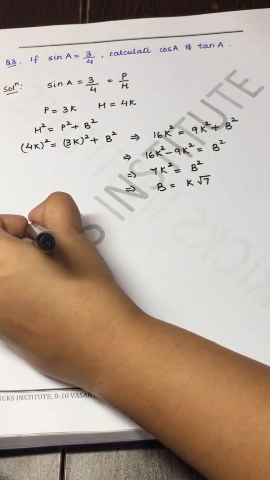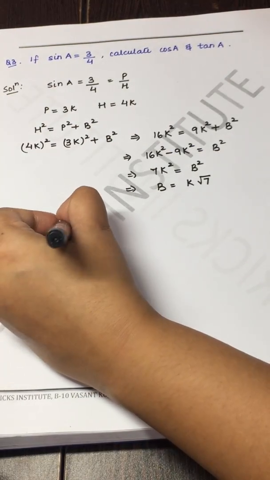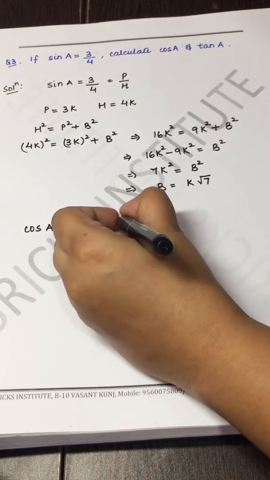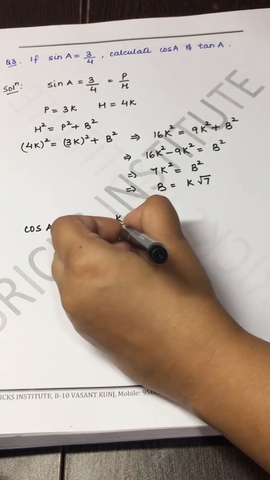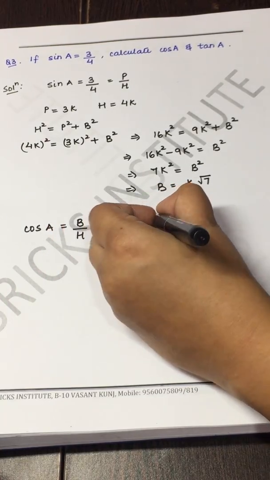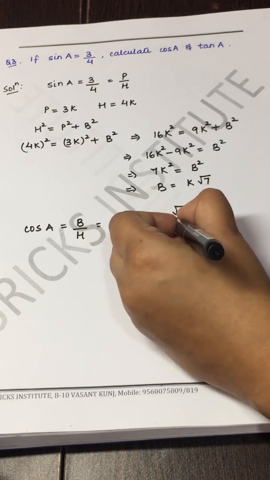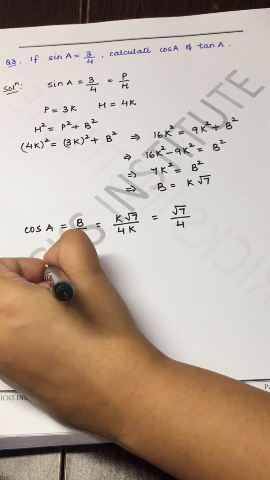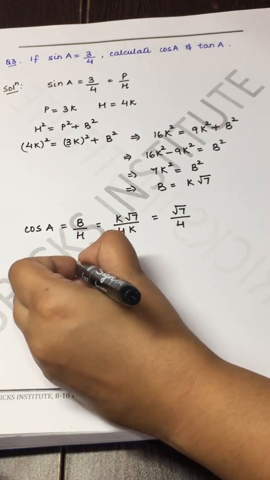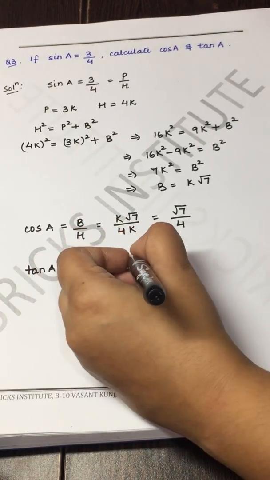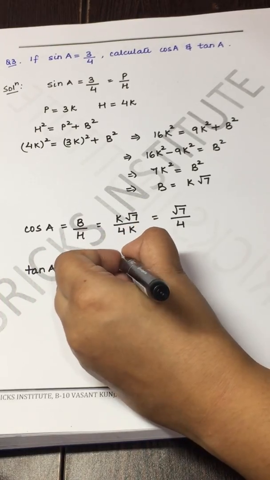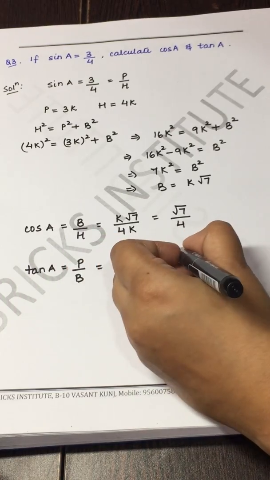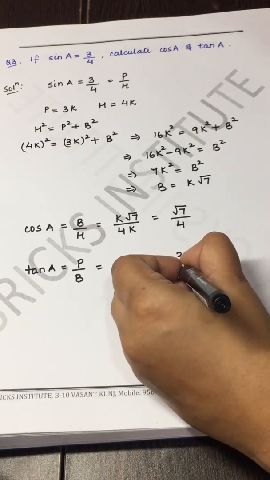Let's calculate cos A and tan A. So cos A is equal to base upon hypotenuse. Base is k root 7 upon hypotenuse is 4k. So our answer is root 7 upon 4. Tan A is equal to perpendicular upon base. So perpendicular is 3k upon k root 7, which is 3 upon root 7.